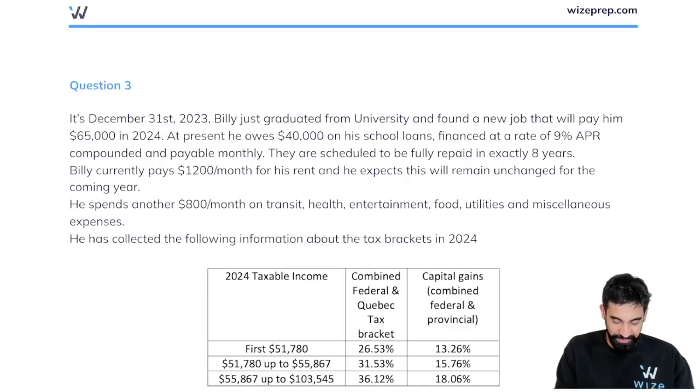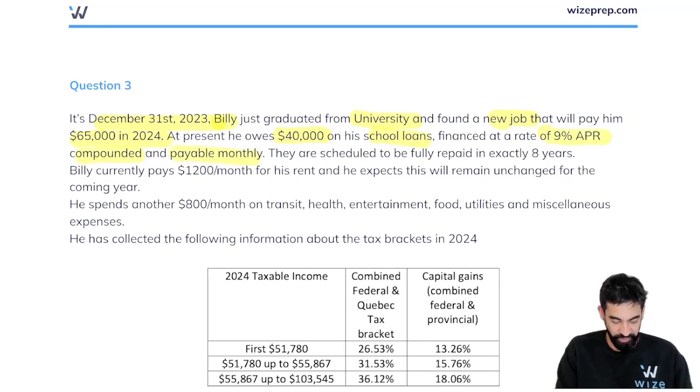Question number 3, last one. It says, it's December 31st, 2023. Billy has just graduated from university and found a new job that will pay him $65,000 in 2024. At present, he owes $40,000 on his school loans, financed at a rate of 9% APR, compounded and payable monthly.